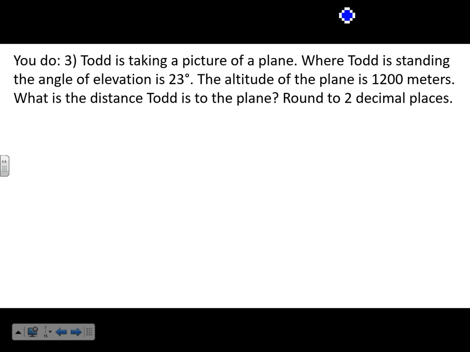So we have Todd over here. He sees an airplane over here. I can't really draw an airplane. Something like that. That's not bad. And that is 23 degrees of elevation. The altitude of the plane, if we're talking about the altitude, that is the vertical height. So it says, what distance is Todd to the plane?